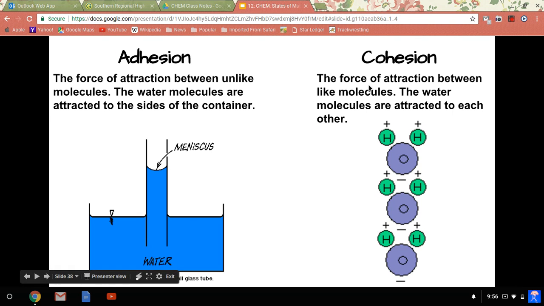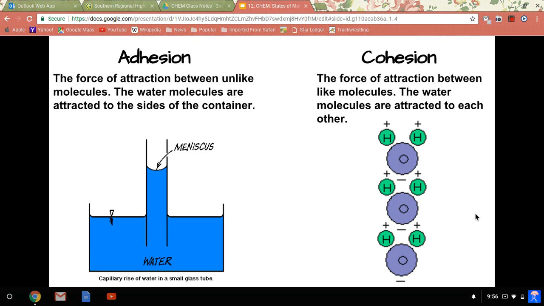The other property you need to know about liquids is cohesion, the force of attraction between like molecules. So here you see the cohesive forces of water too. We talked about this a little bit with the hydrogen bonding that we talked about in our last chapter. So water molecules are attracted to themselves. We have the negative, or more electronegative, oxygen atom, and then the more positive hydrogen atoms, and they link up and line up and work together to build on top of each other.